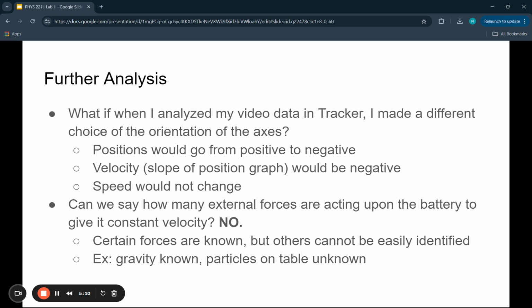And can we say how many external forces are acting on the battery? Not really. Certain forces are known, like gravity, and we know that there's some sort of air resistance and friction. But for example, there are particles on the table that are impossible to account for, and other gravitational forces from other objects around the battery. So they're impossible to know.